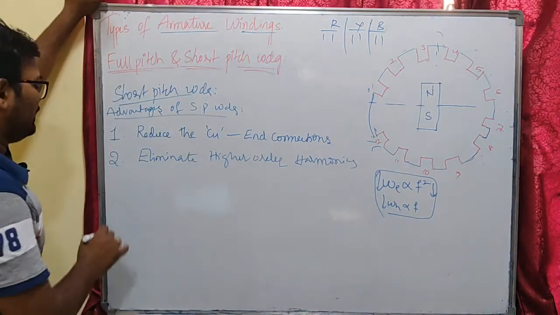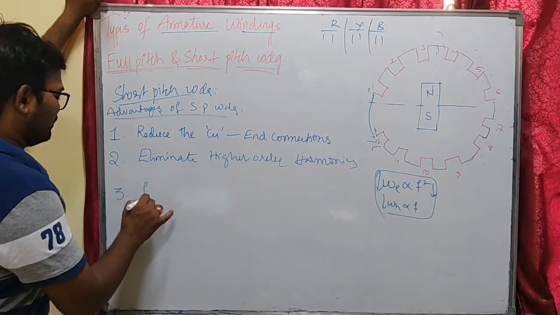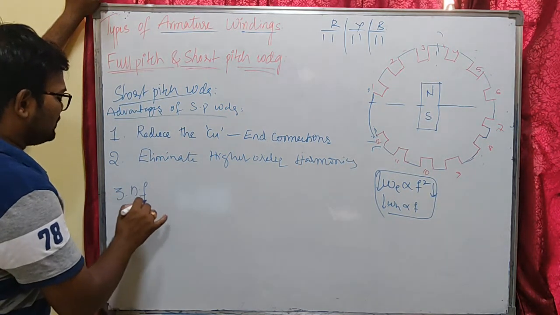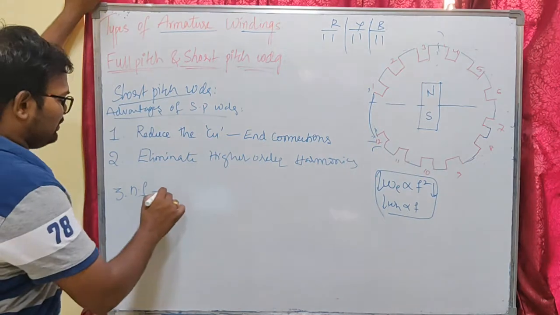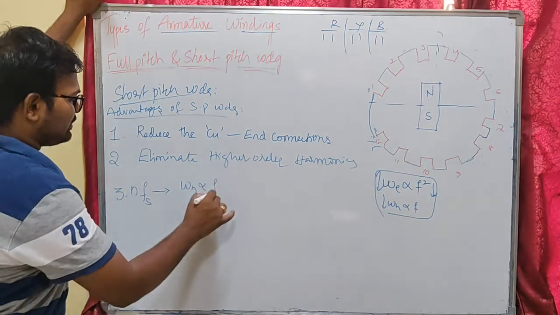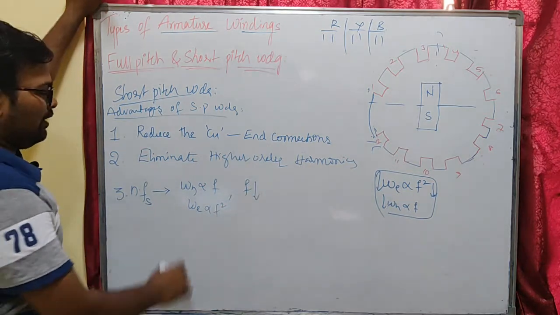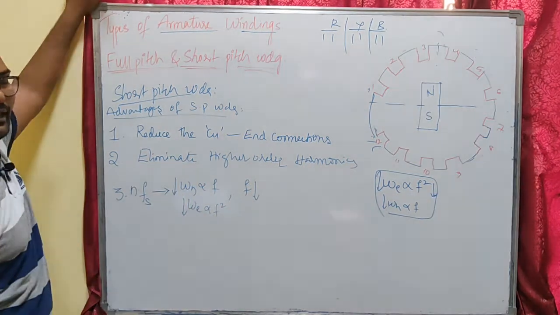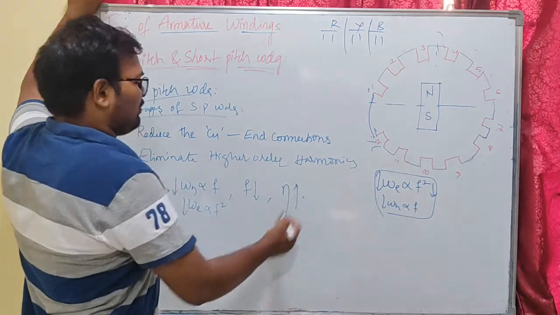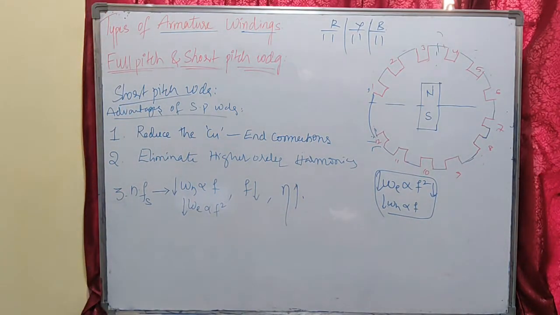If you reduce higher order harmonics, high frequency harmonics, higher order harmonics means what? N times the supply frequency. As our eddy current and hysteresis losses are proportional to frequency, if the frequency is reduced, our eddy current and hysteresis losses will get reduced. That means the efficiency of the machine will improve. So these are the advantages of short pitch and full pitch windings.